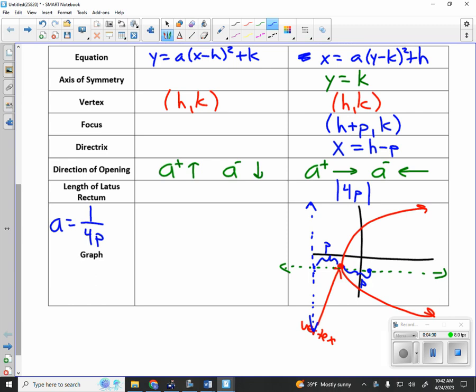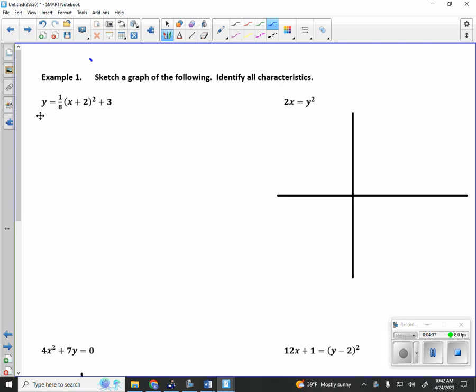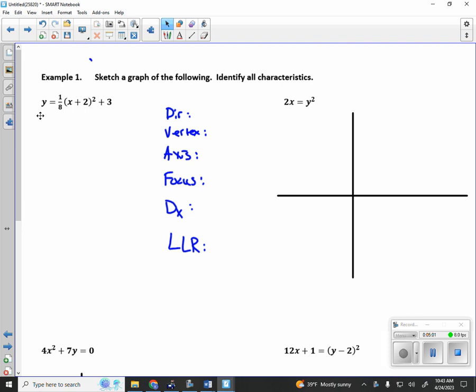We all good? All right, let's try to sketch these parabolas. We're going to do 3 of them. Jordan gets to be the judge of the first one. So this one right here, 2x = y², we are going to find the direction, the vertex, the axis of symmetry, the focus, the directrix, and the length of the latus rectum.